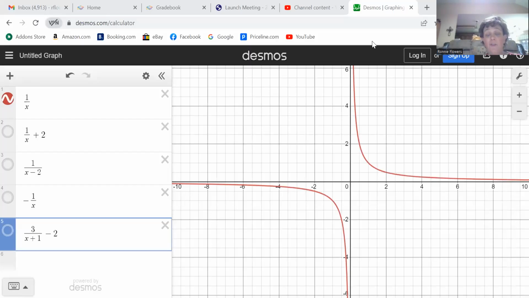Okay, guys, here we go. I'm going to try my best to explain what you're seeing here. We're going to go over rational expressions. The first thing I want to do is show you a basic shape of a graph.